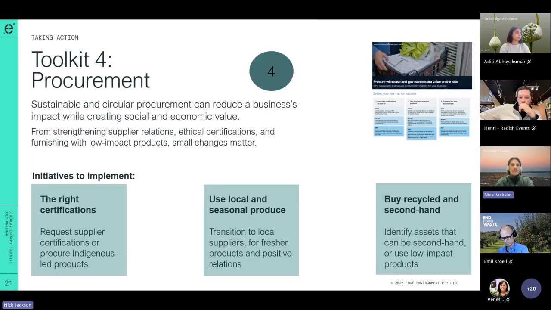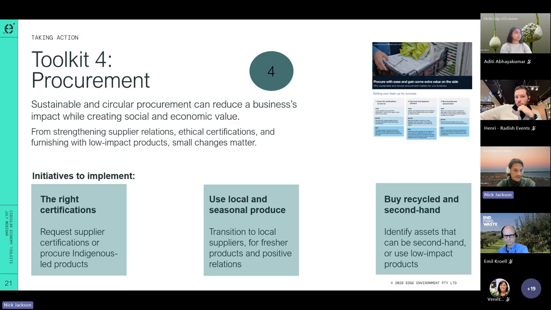Now onto the fourth toolkit. The fourth toolkit is specifically designed for venue managers, sourcing managers, and sustainability professionals within the industry who are looking at ways that they can introduce sustainable and circular procurement, which is about helping a business reduce their impact in their supply chain, whilst also creating social and economic value for their business, especially with brand awareness. This includes strengthening supply chains, introducing ethical certifications, using local suppliers where possible, trialing reuse, seasonal produce as much as possible, and furnishing or fitting out your business with low impact products.